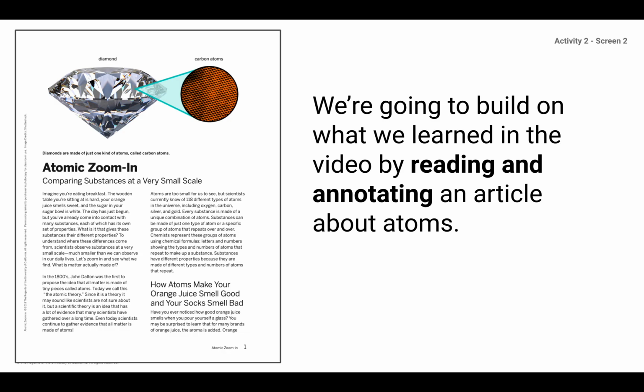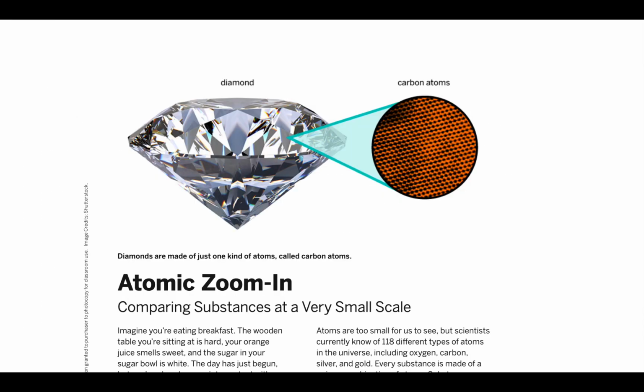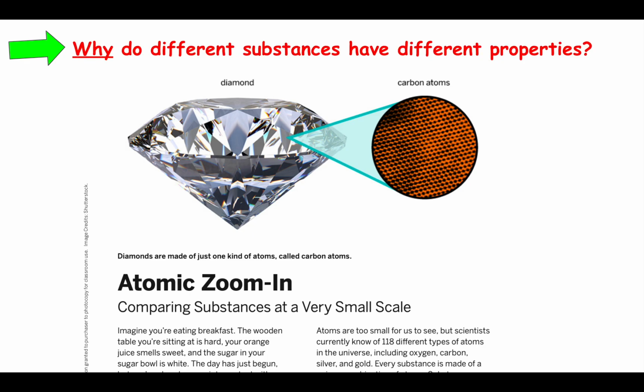Okay, so at the top of your video, what I'd like you to do is put the investigation question: why do different substances have different properties? And I wrote that in red because when I find the answer in the article, I'm going to also write that in red so that I know that it ties back to this investigation question.